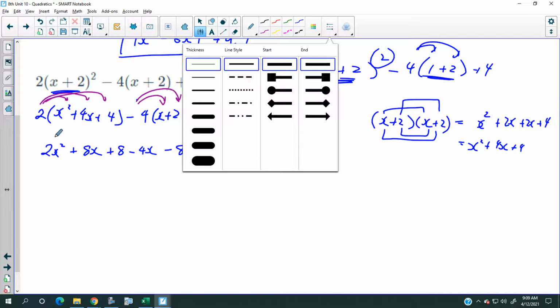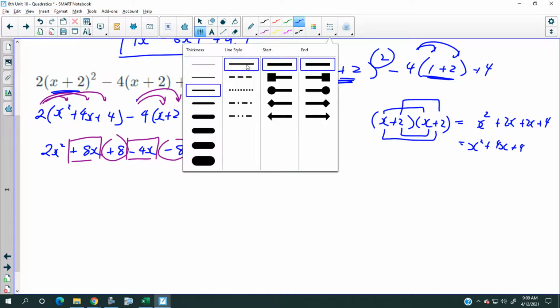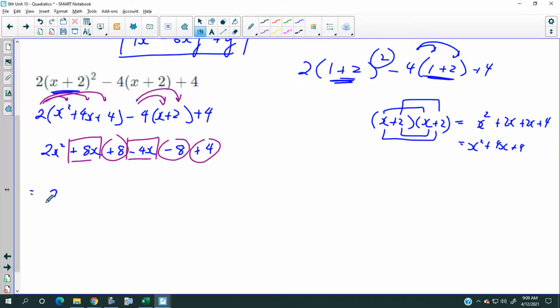So let's see who's in the same family. Same family, same family, same family. All right, you see all that? There's a lot going on there. Now, what does that mean? I got 2x squared. I got 8x minus 4x, that's positive 4x. 8 minus 8 cancels out, that's 0, so I'm just left with 4. And that's it. Nothing more you can do. Don't try to combine these. This is already in simplest form.